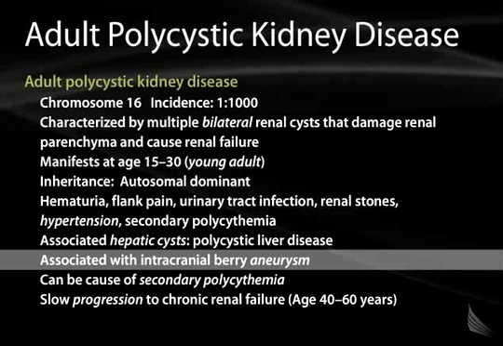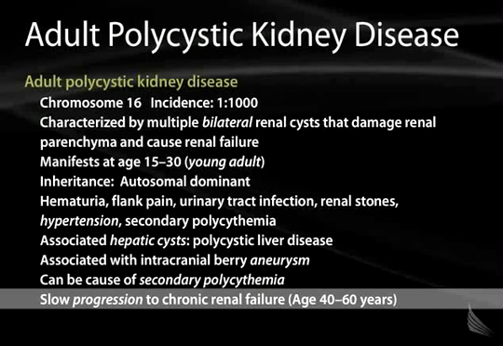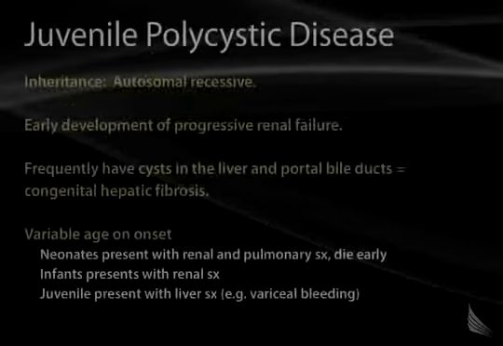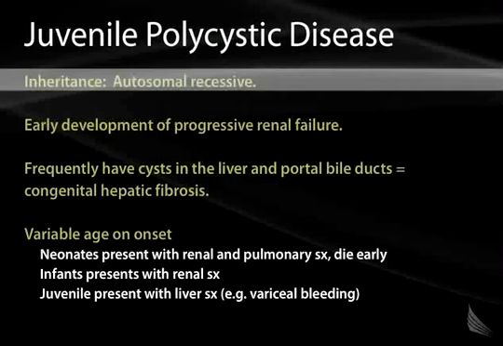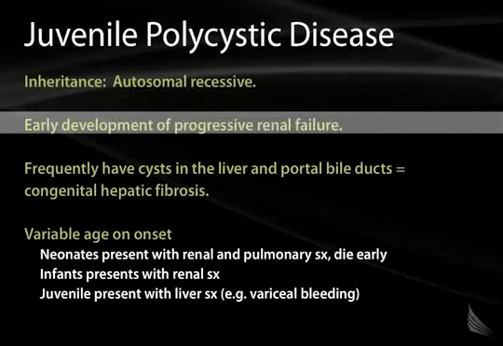Now, the normal course of this disease is a slow progression to chronic renal failure. It may be first detected in early adulthood, but may lead to complete renal failure around middle age, ages 40 to 60. Now, there's another type of polycystic kidney disease that we call juvenile polycystic disease. This, in contrast to adult-type polycystic kidney disease, is an autosomal recessive disease, and it occurs usually early in life, leading to the early development of progressive renal failure.